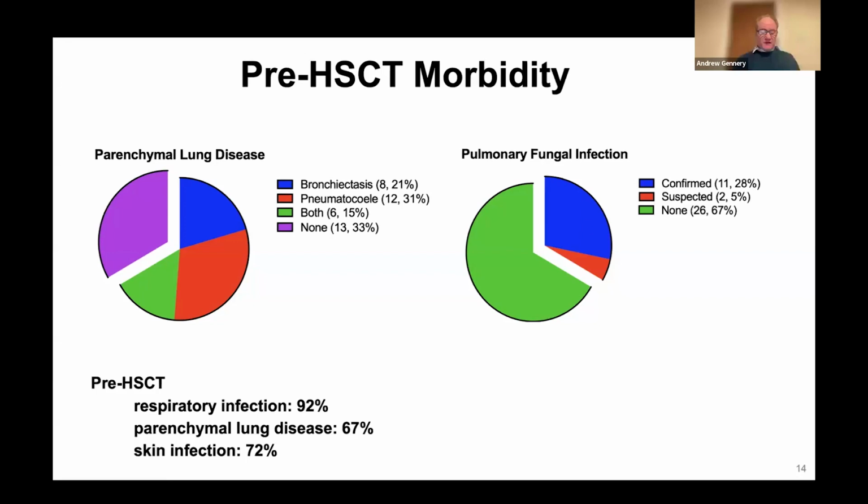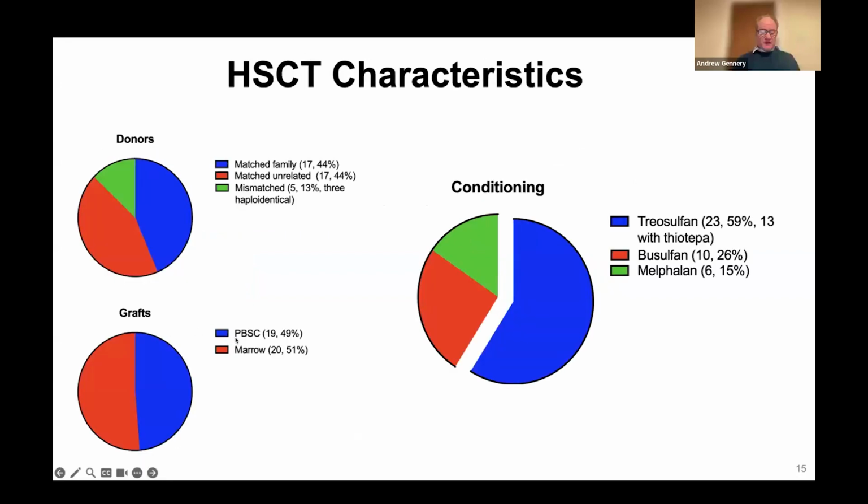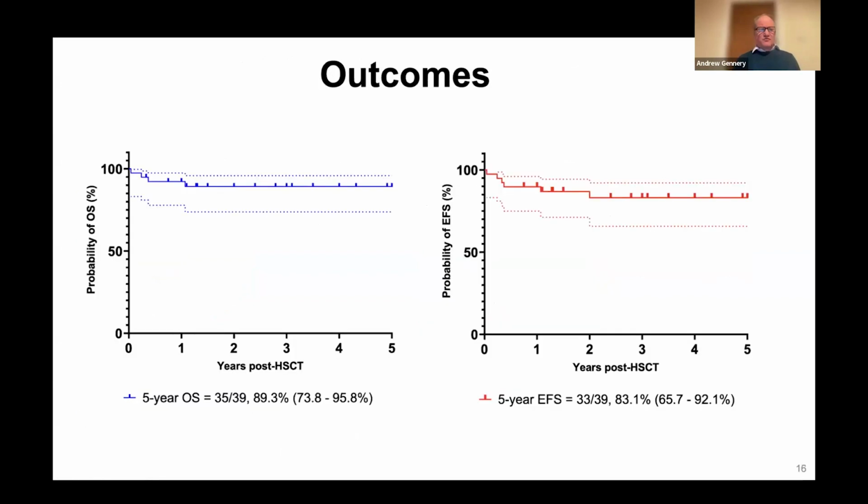There were a number of different donors used, a number of different types of grafts, predominantly peripheral blood or marrow, and a number of different conditioning regimens, although the reduced toxicity regimens are certainly more in favor than fully myeloablative. If we look at the outcomes, they're actually extraordinarily good, particularly when we compare them to other inborn errors of immunity. So our 5-year overall survival is almost 90%, with a 5-year event-free survival of 83%. And remember, these were patients who were significantly pre-morbid, and so I think these results really are excellent.